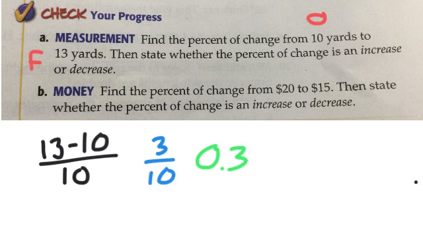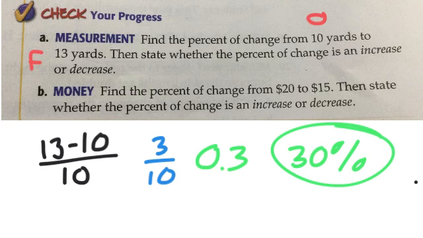But again, we want to make this into a percentage. So we would move the decimal 2 places to the right, or you could think about it as multiplying by 100. So 0.3 times 100 is 30%. Now, is this an increase or a decrease? It should be an increase because it's positive. It went up by 30%.